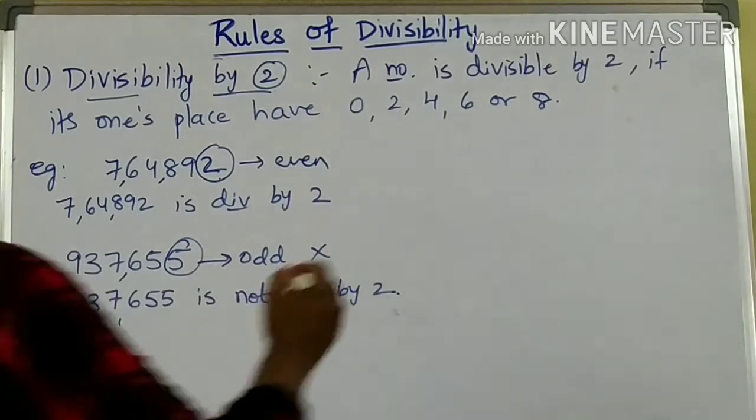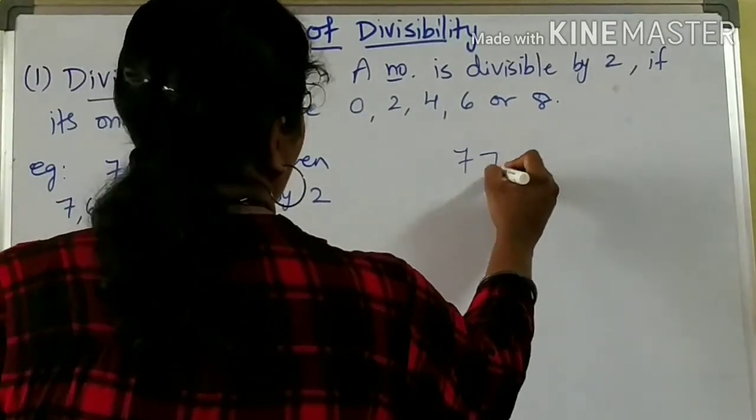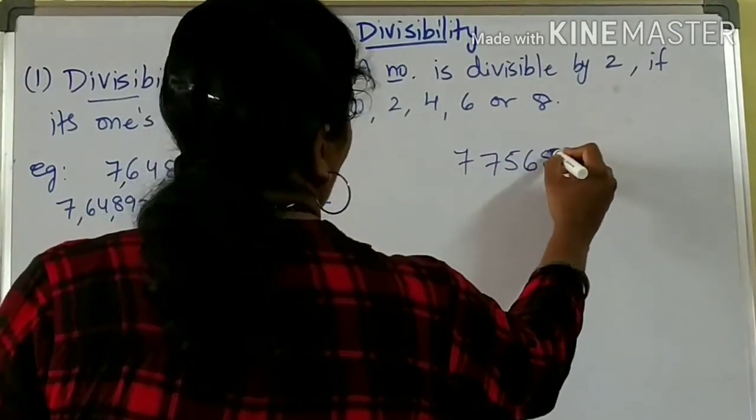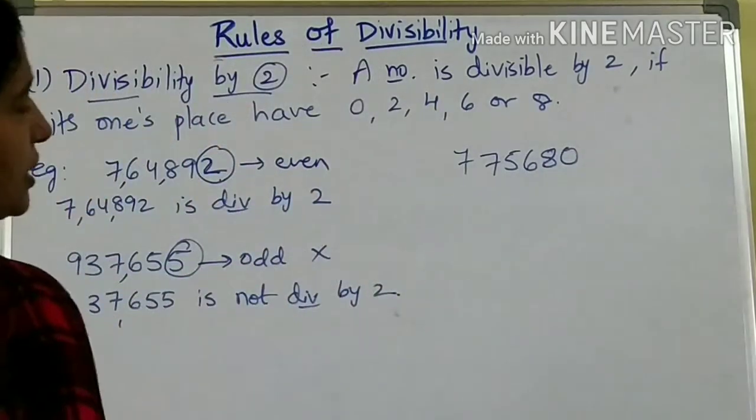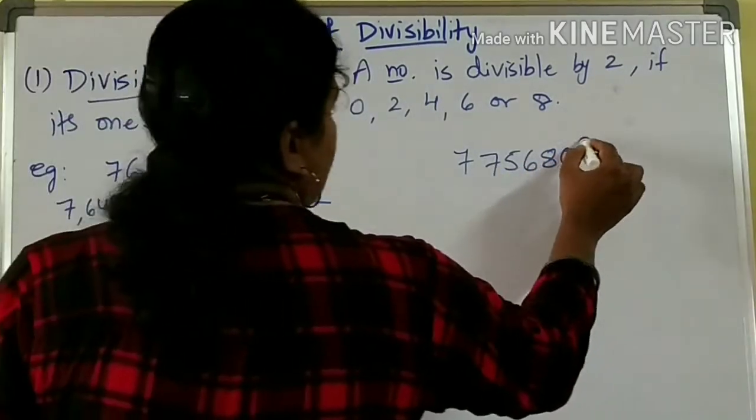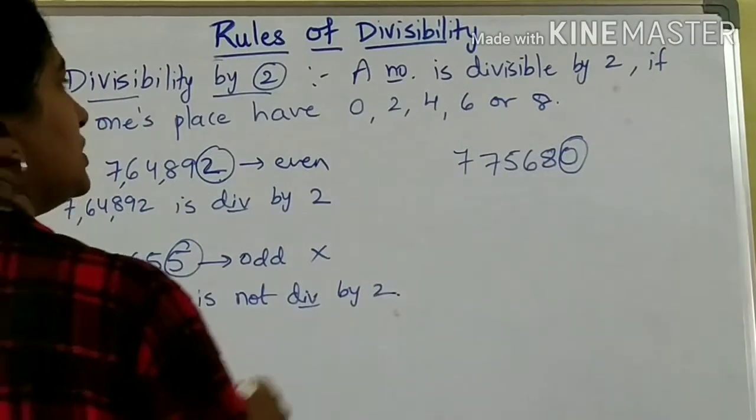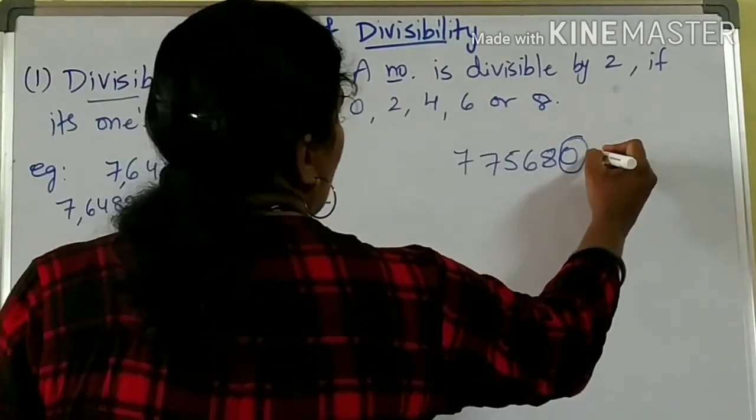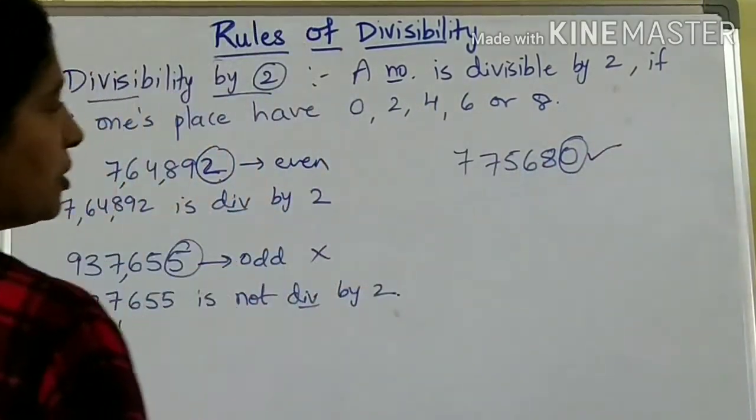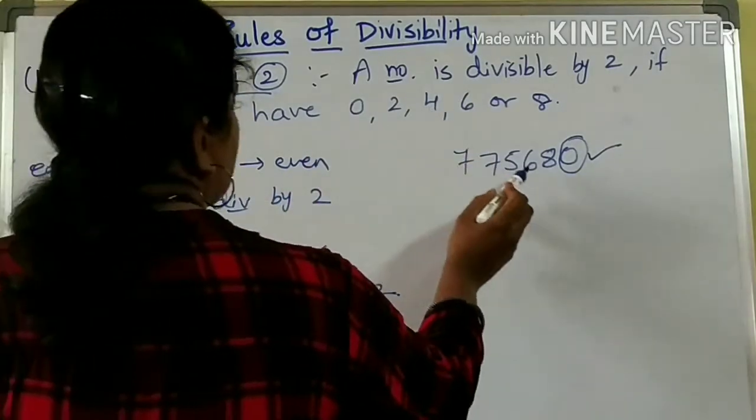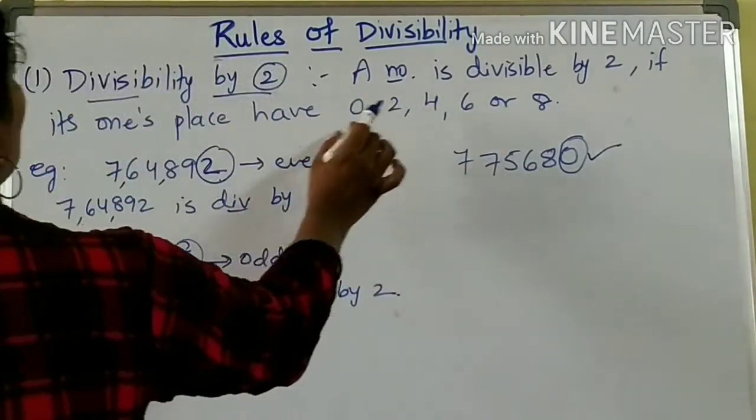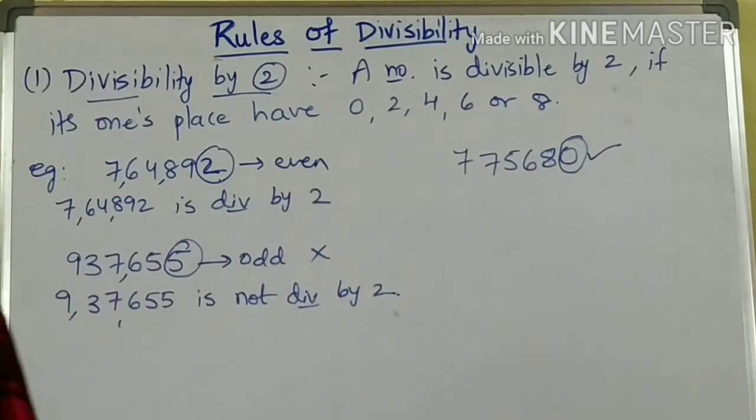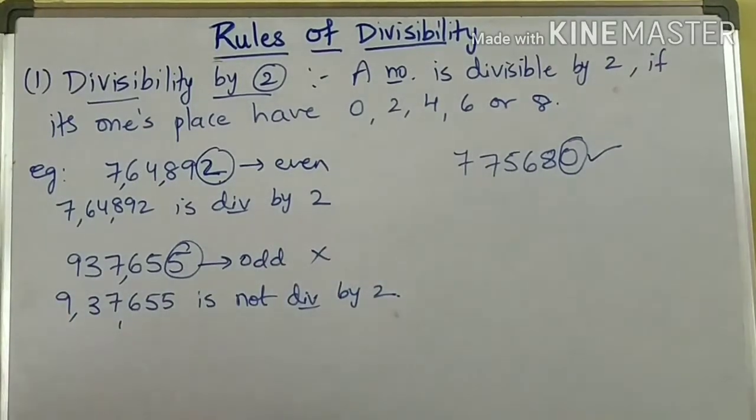Now, if I take another number, is this number divisible by 2, children? Yes. What is the ones digit here? 0. 0 is an even number. So we can say that this number is divisible by 2. So if the ones digit is 0, 2, 4, 6 or 8, we can say that number is divisible by 2.